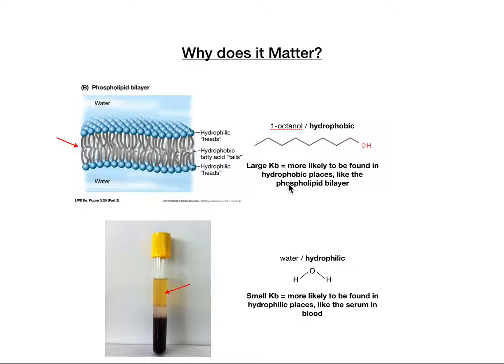So for example, if they had something with a large partition coefficient, more likely to be found in hydrophobic areas of the body, they could target a drug to address any kind of issue or disease in a hydrophobic area of the body, like the phospholipid bilayer in cells, where the hydrophobic fatty acid tails are found. If they had something with a small partition coefficient, so it would be more hydrophilic, they could target that drug to be found in hydrophilic areas of the body, like the serum in blood.